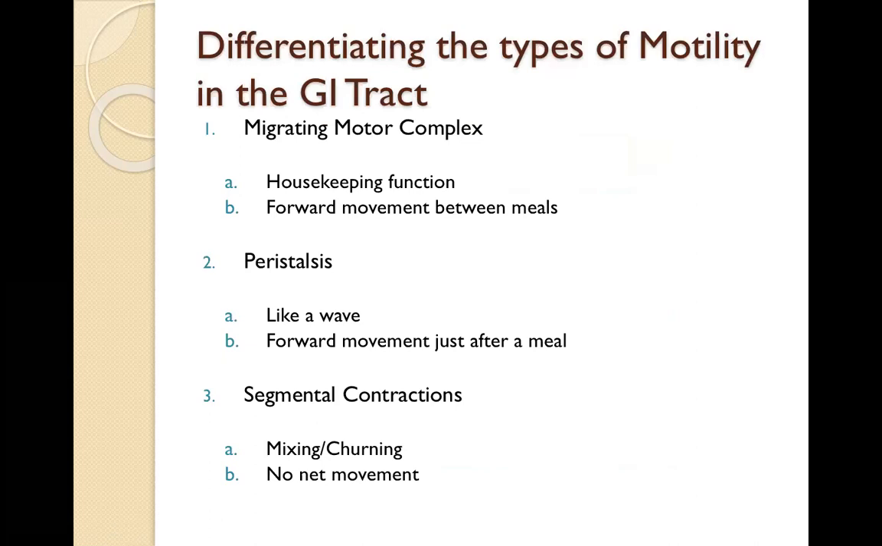So if you want to differentiate the types of motility within the GI tract, the migrating motor complex, or the MMC, is the major housekeeping function, and it's forward movement between meals, specifically between. Peristalsis is like a wave, and it's forward movement of foodstuff just after a meal. And segmental contractions, there's no net movement, it's just mixing and churning of all the contents.